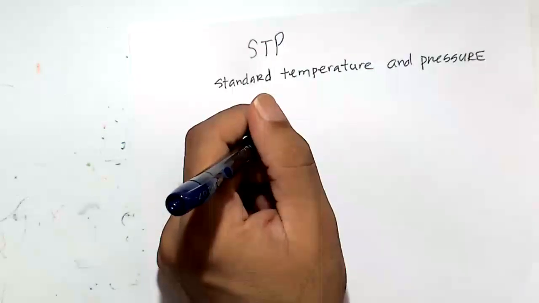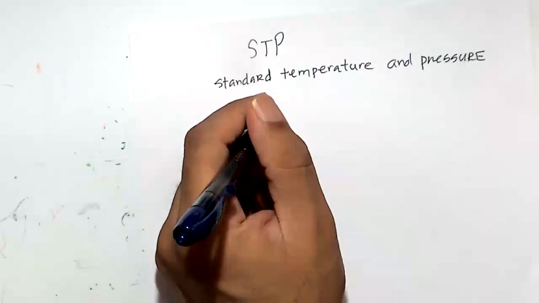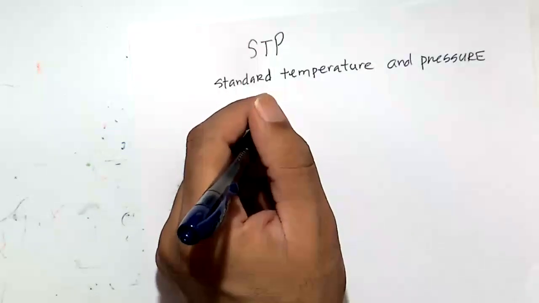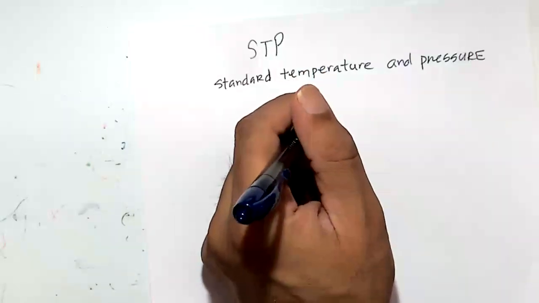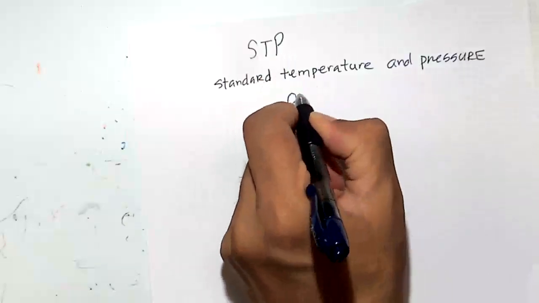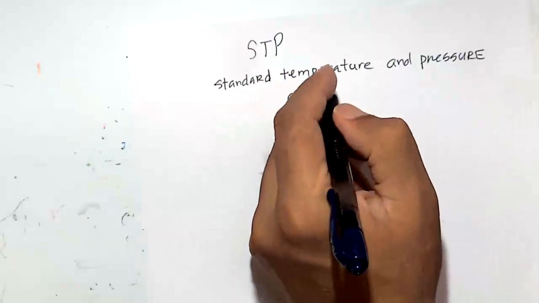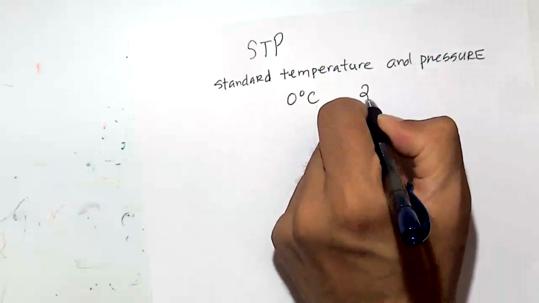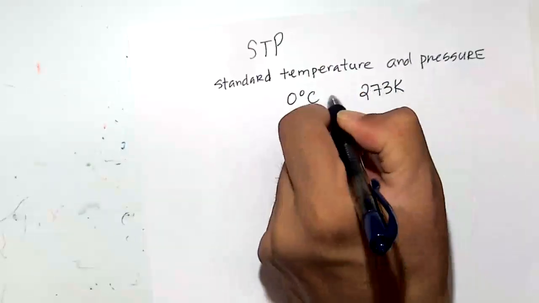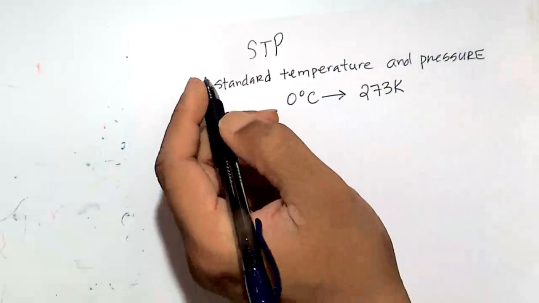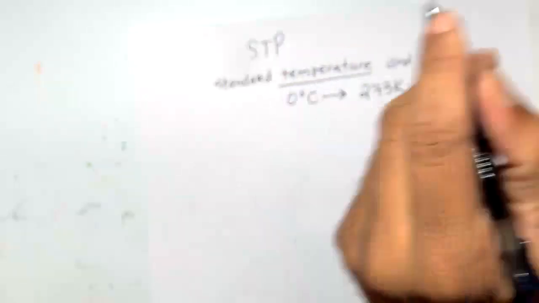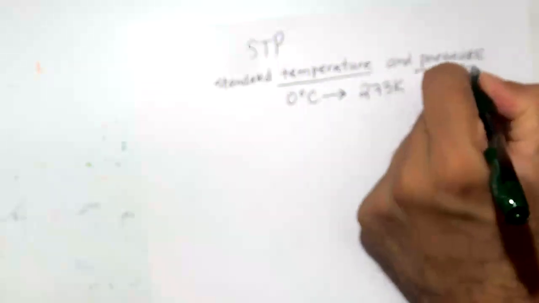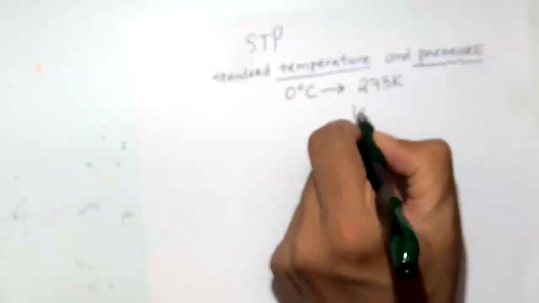So here's what I want you guys to know about STP in terms of a multiple choice or short answer on any exam. The standard temperature in STP is going to be 0 degrees C. Everything is in Kelvin, so really it's 273 Kelvin. Okay, that's the standard temperature. The standard pressure in STP is 1 atm.